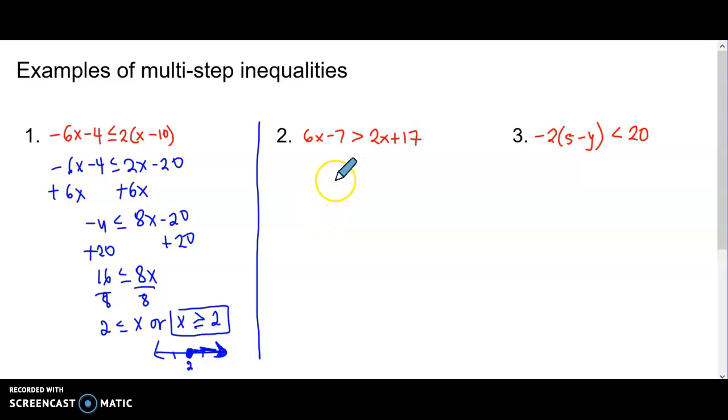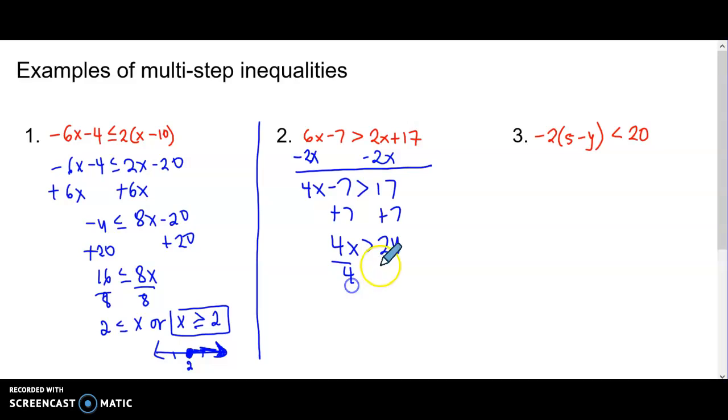Here I don't have parentheses, but I do have x's on both sides. I will get rid of the smallest. Again, even though it's not equal, you still have to keep the balance. I have 4x minus 7 greater than 17. Put your numbers together. 4x is greater than 24. Divide by a positive, and x is greater than 6. This would be an open circle at 6 and shade to the right of it.